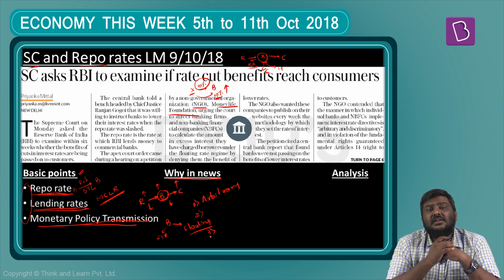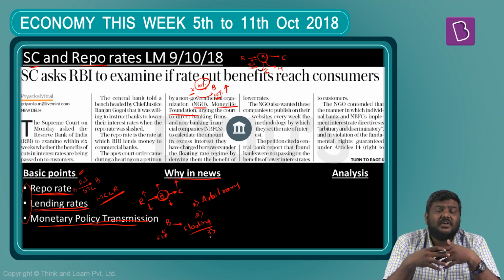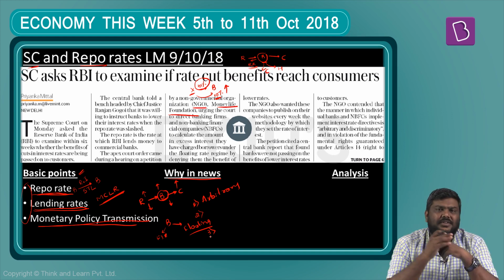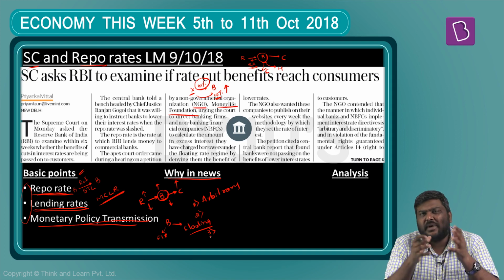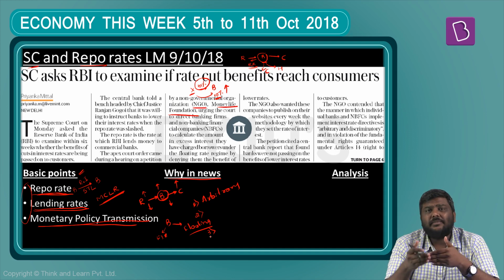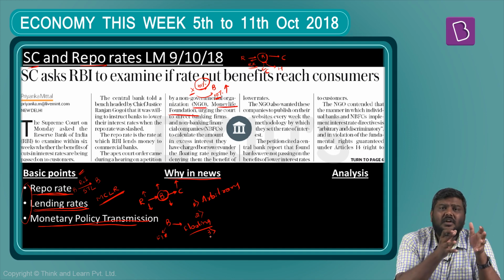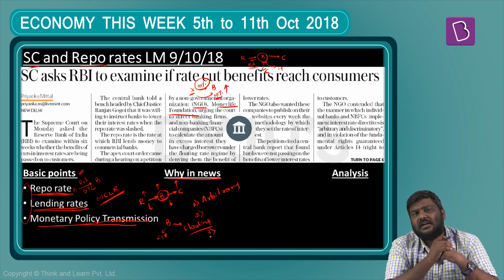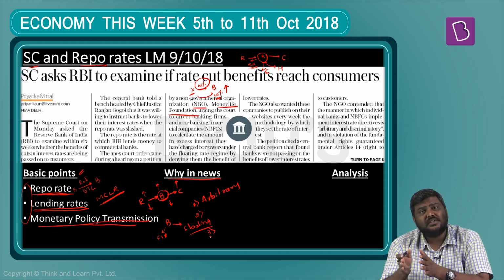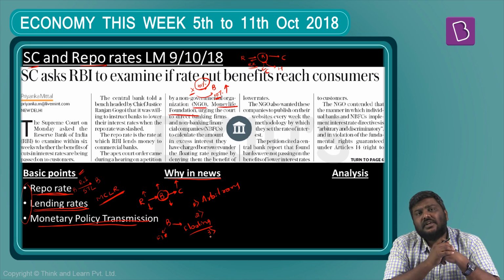Third argument is, the banks do not have any kind of transparency in the methodology that they follow in determining the interest rates. For example, let's say bank X, on what basis does it decide its lending rate? Although there is an internal benchmarking, the borrowers do not know on what basis they are paying 16% rate of interest on, let's say, a home loan to a bank.